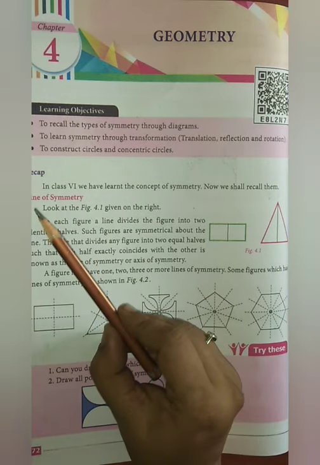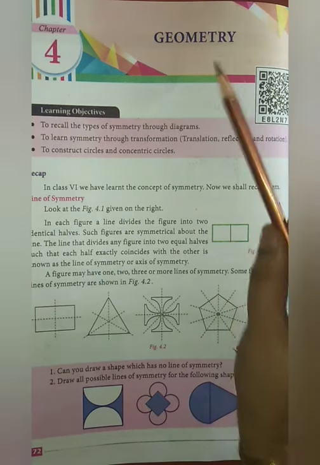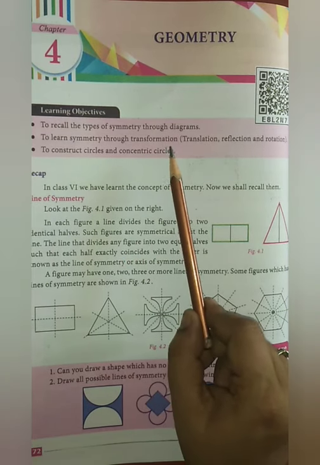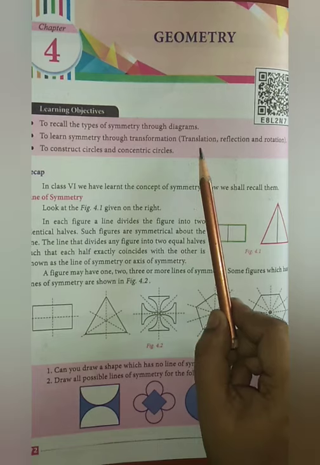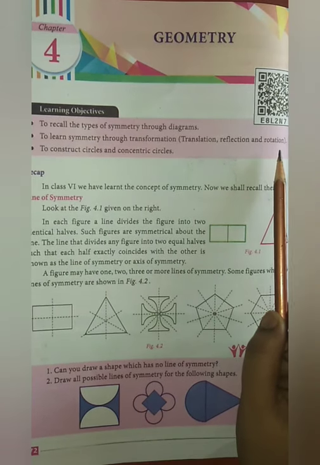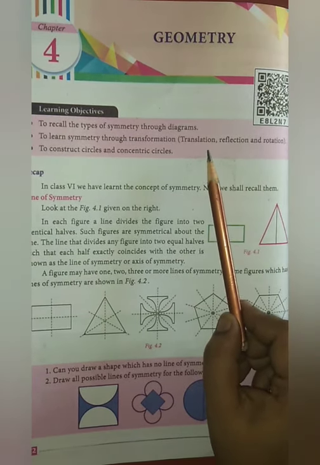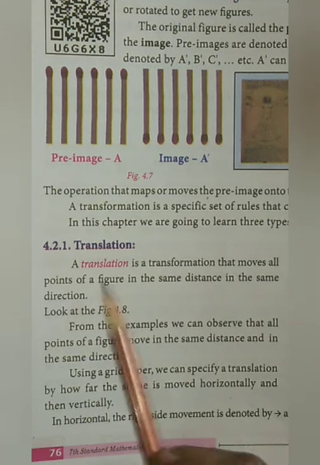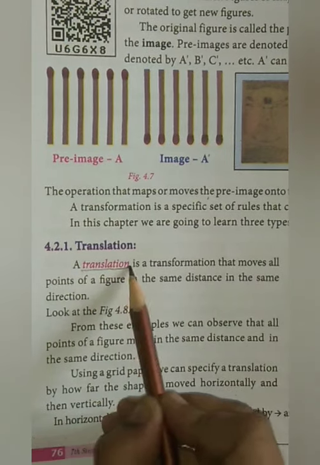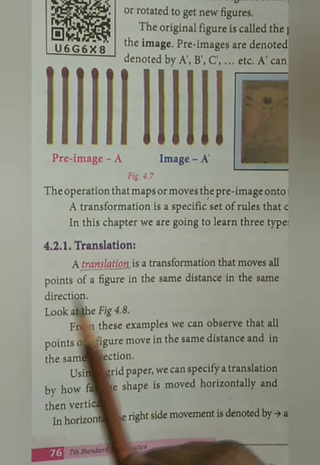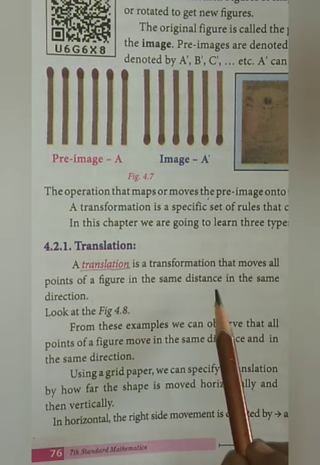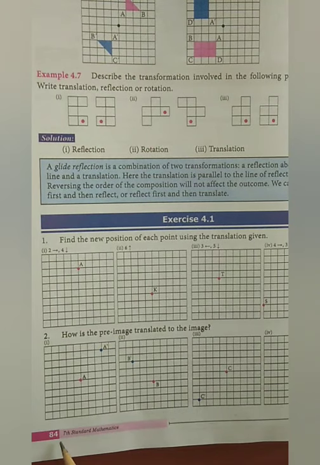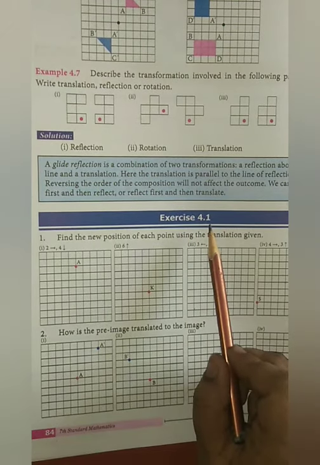Today we are going to start chapter 4 Geometry, and we are going to see symmetry through transformation. They are translation, reflection, and rotation. Let's see what is translation. Page 76. A translation is a transformation that moves all points of a figure the same distance in the same direction.